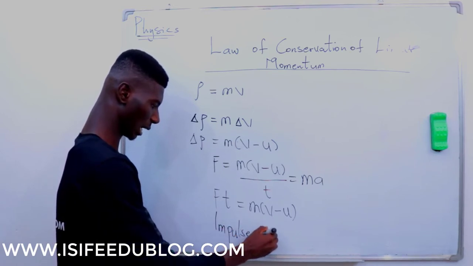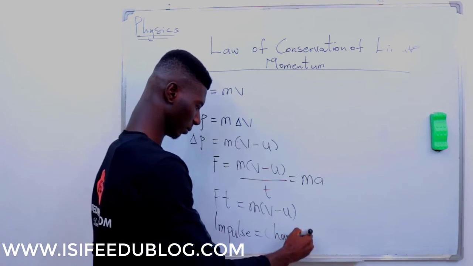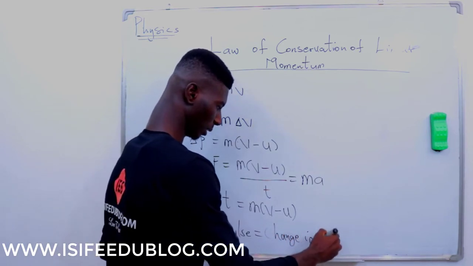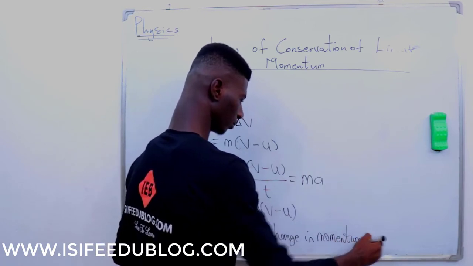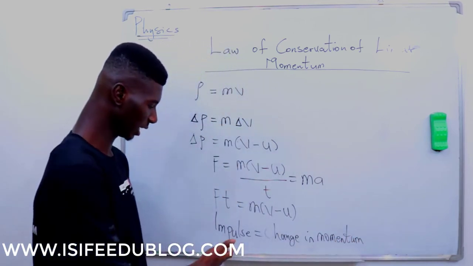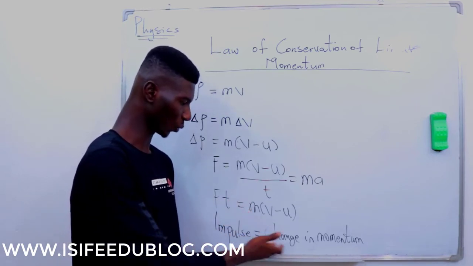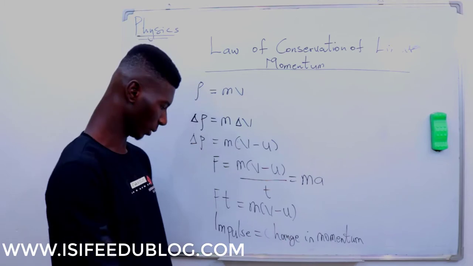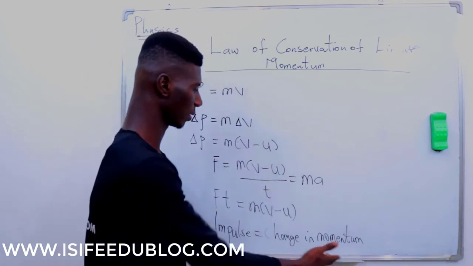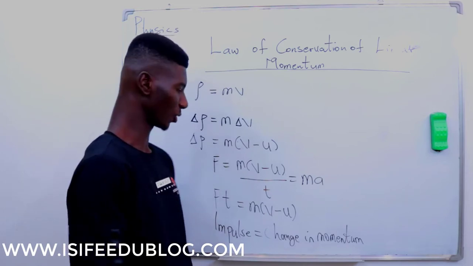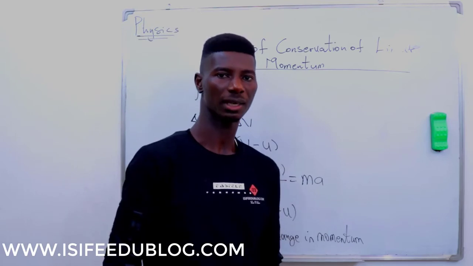Here, Ft is called an impulse, while mass times change in velocity is called the change in momentum. So as you can see, impulse, which is force times time, is equal to the change in momentum. Therefore, impulse has the same unit as what? Momentum.